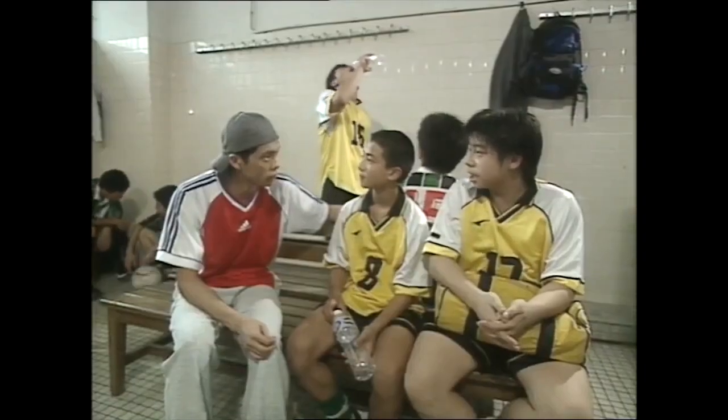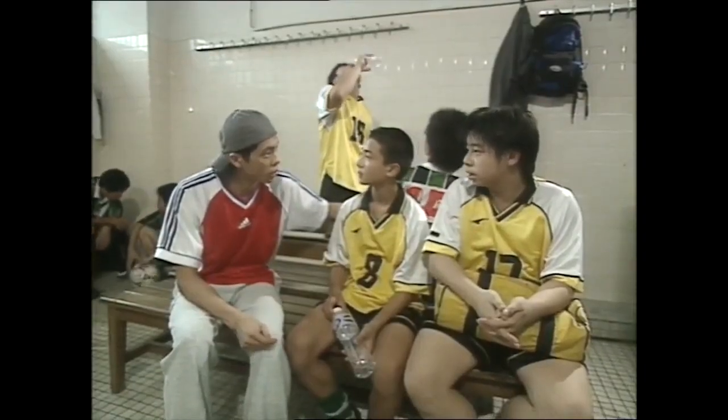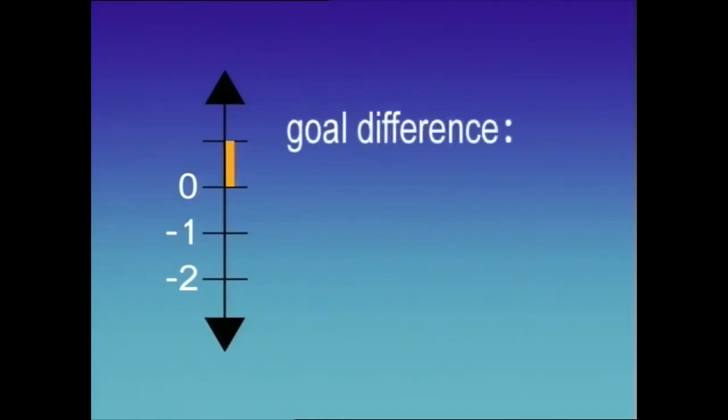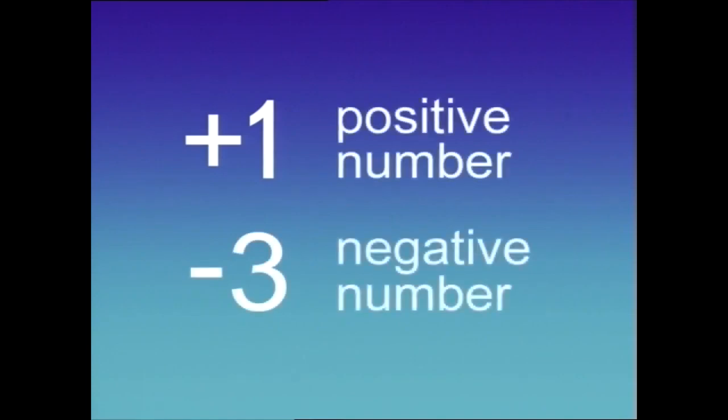What about the Gold Star team? Well, up until today's match, we were doing better than them. Before this match, their goal difference was -2. But then they just beat us 3-0. That means they've earned 1 goal in total. So their goal difference is now +1. +1 can also be written like this. In mathematics, +1 and -3 are called positive numbers and negative numbers.